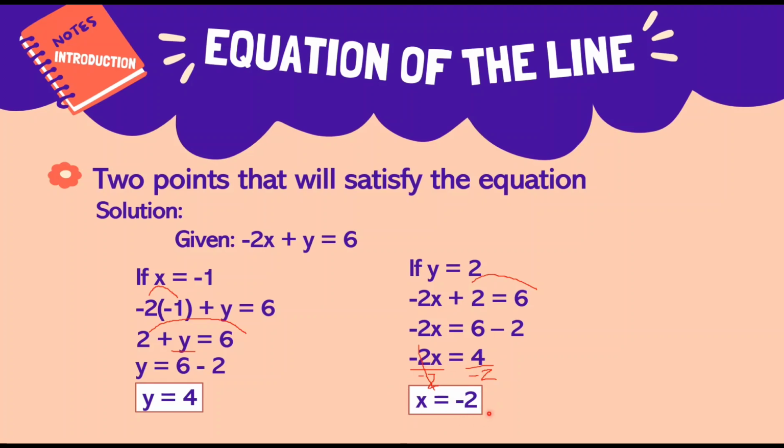So what will be our second point? The value of x is negative 2 and the value of y is 2. So therefore, our second point is negative 2 and 2. So let us rewrite that as an ordered pair.